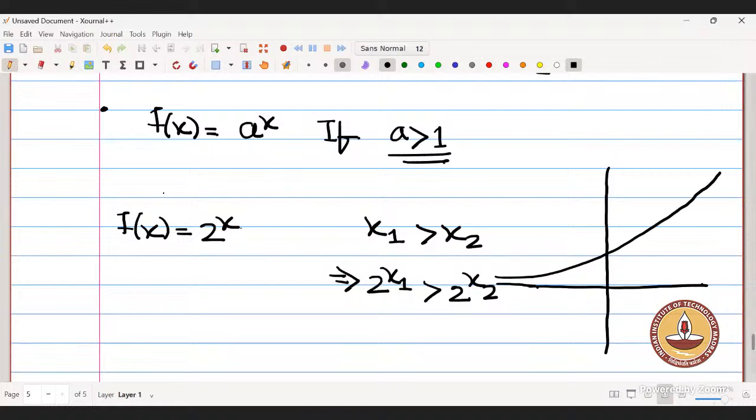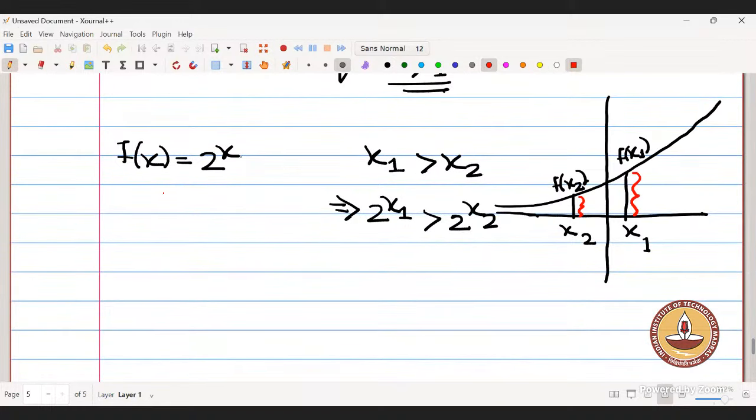It's basically going above. So if you pick any x1 and any x2, as you can see here, if your x1 is greater than x2, then this is your f of x1, and this is your f of x2. And from the graph, it's clear that this length is always greater than this length. So this is an example of a strictly increasing function, right? Again, you can replace 2 with any number which is greater than 1.